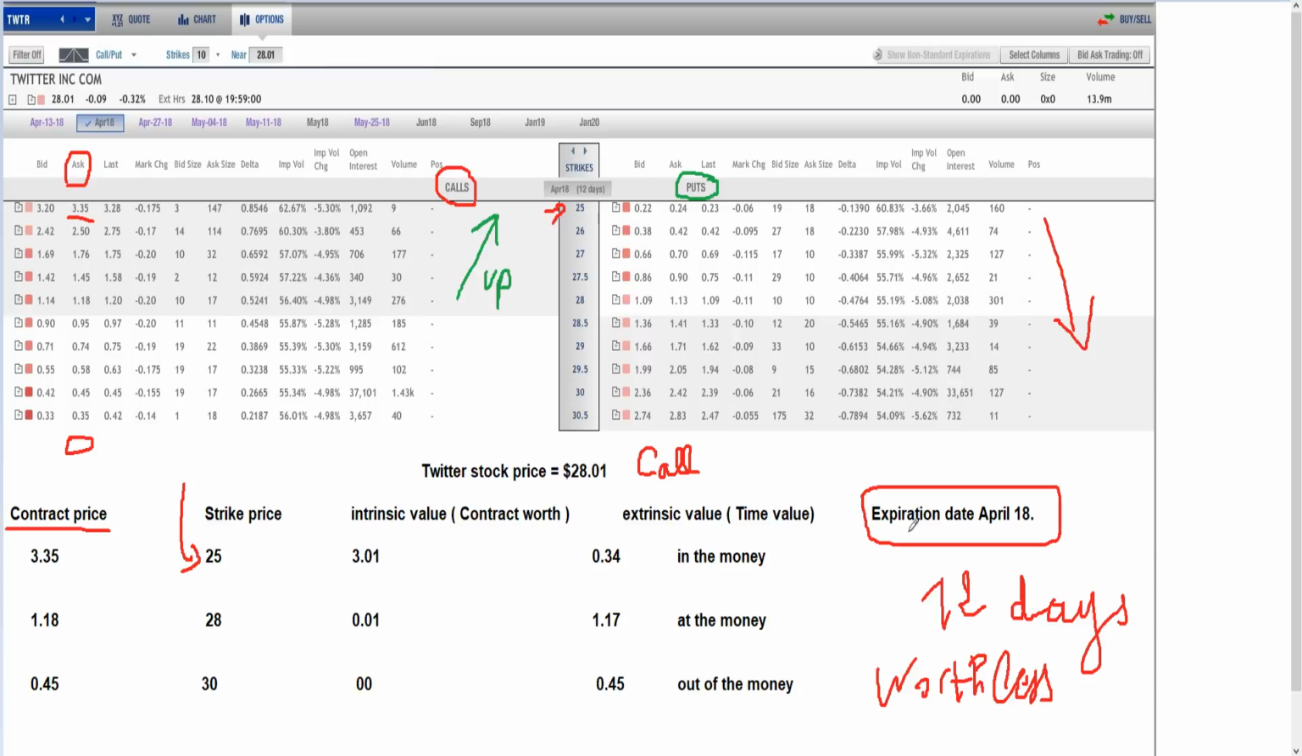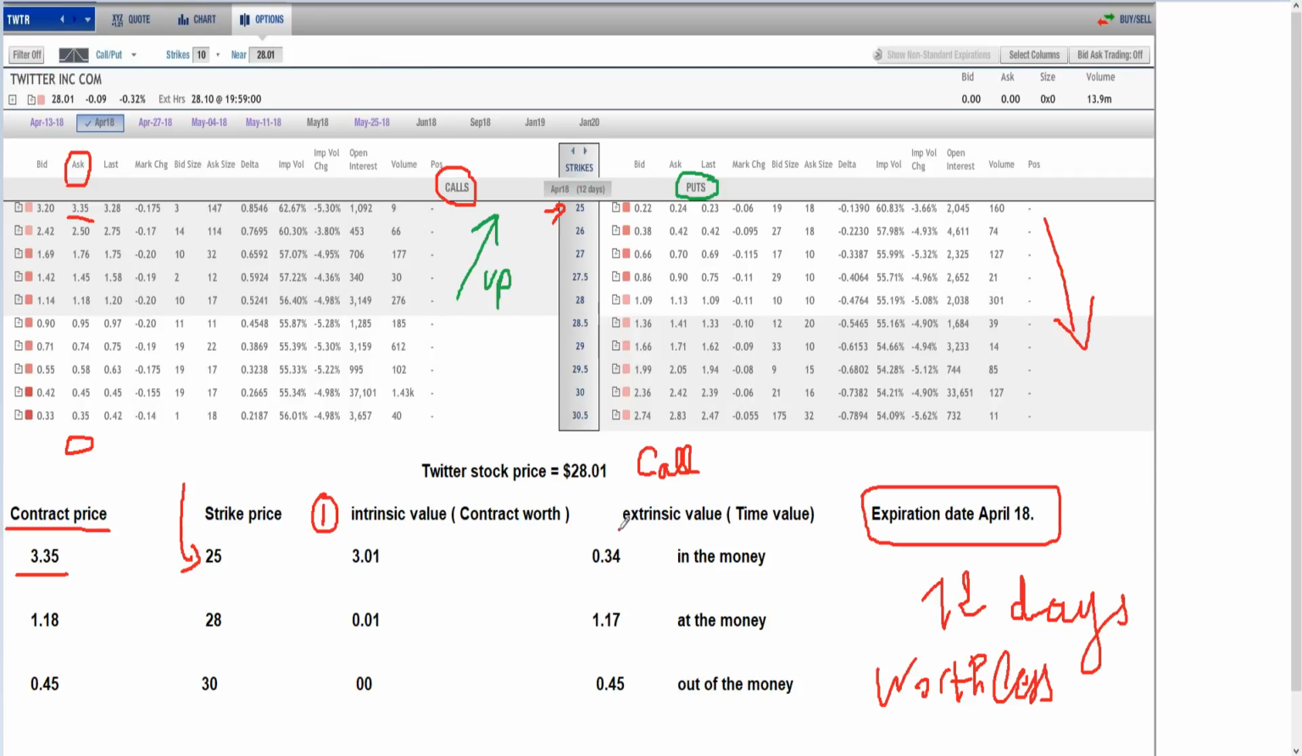So we said 3 things. First, the contract price, which is the ask. Let's say you want to buy this one with this strike 25. Now if you want to know what the contract is worth and what the time value is, it means that when you are buying an option contract, you are buying 2 things. One, you are buying the intrinsic value, and you are buying the time to stay, which is this, April 18.